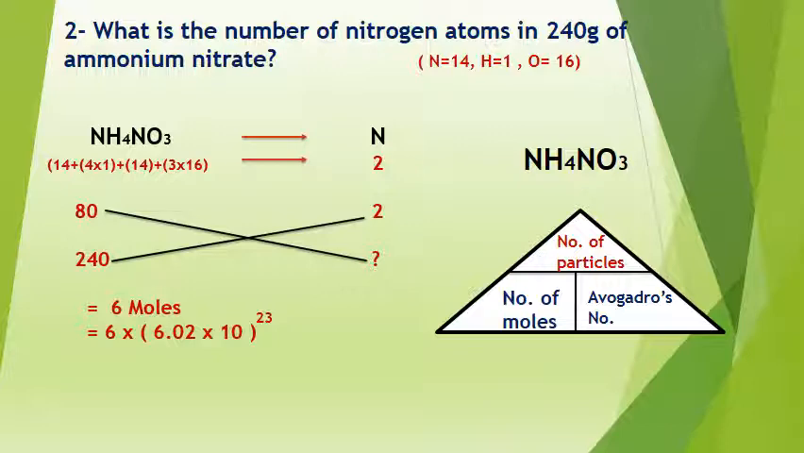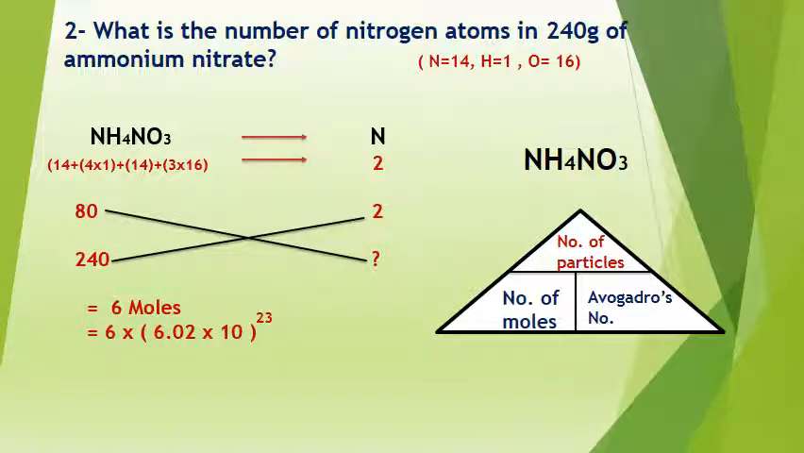And the answer will be 6 moles. Now I have 6 moles of nitrogen in 240 grams of ammonium nitrate. To calculate the number of atoms, which is the number of particles, I must multiply 6, which is the number of moles, multiply Avogadro number. You know that the Avogadro number is a constant number, which is 6.02 multiply 10 power 23. Finally, I have the answer: the number of atoms of nitrogen in 240 gram of ammonium nitrate equal 6 multiply Avogadro number.